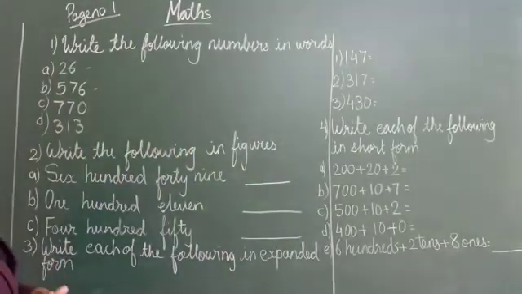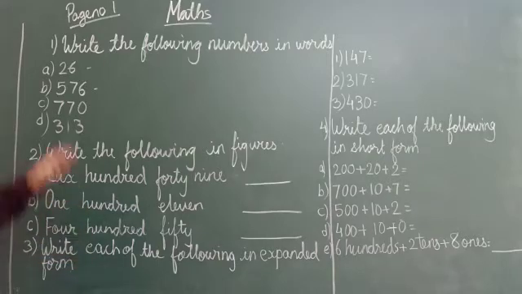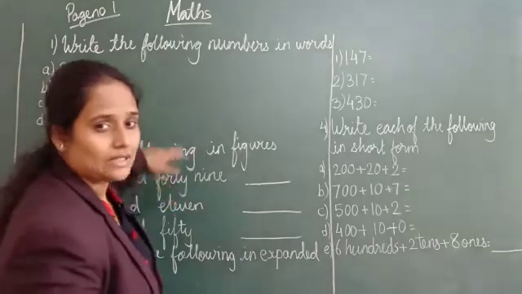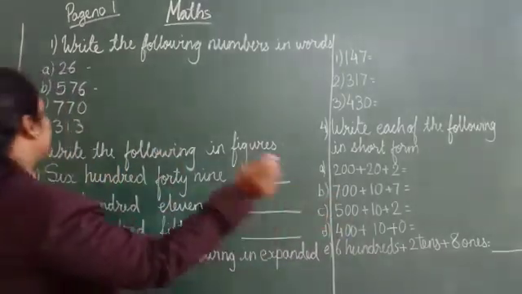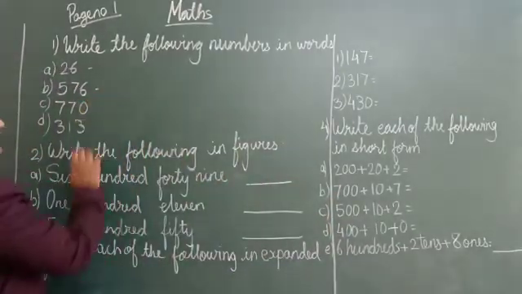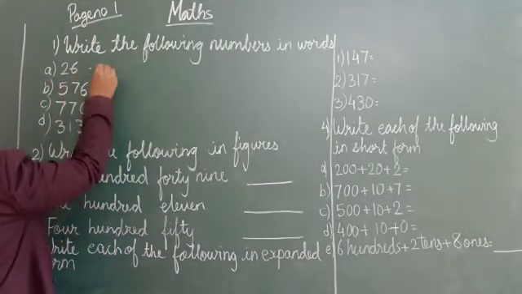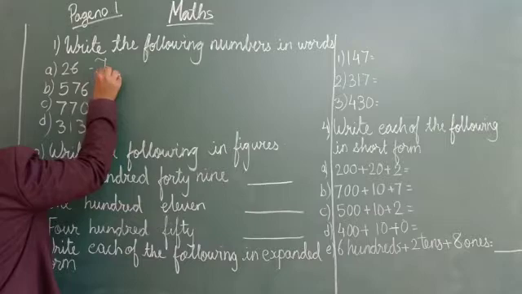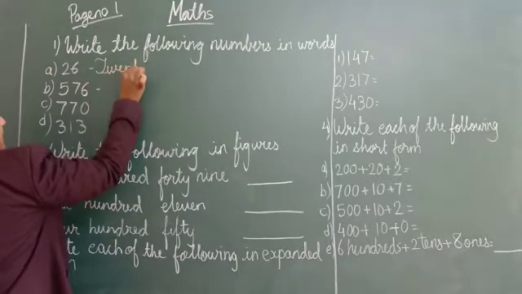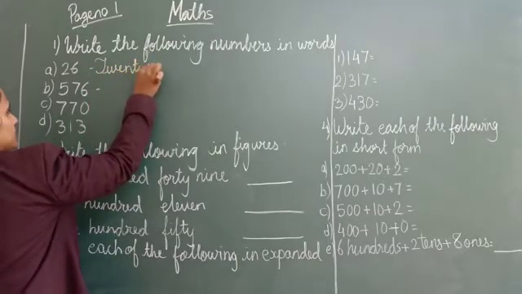Write the following numbers in words. Now the numbers have been given. You have to write that in words. Like we have 2, 6, 26. So you will write 26.